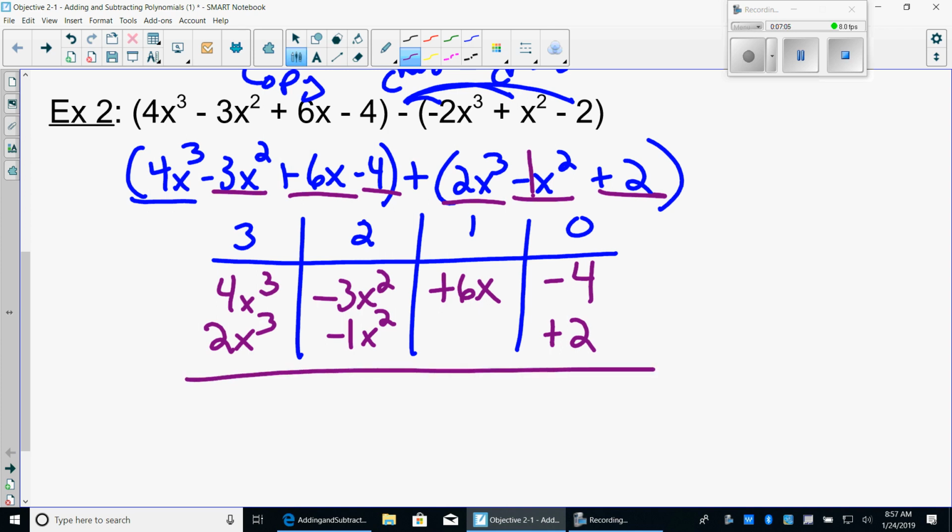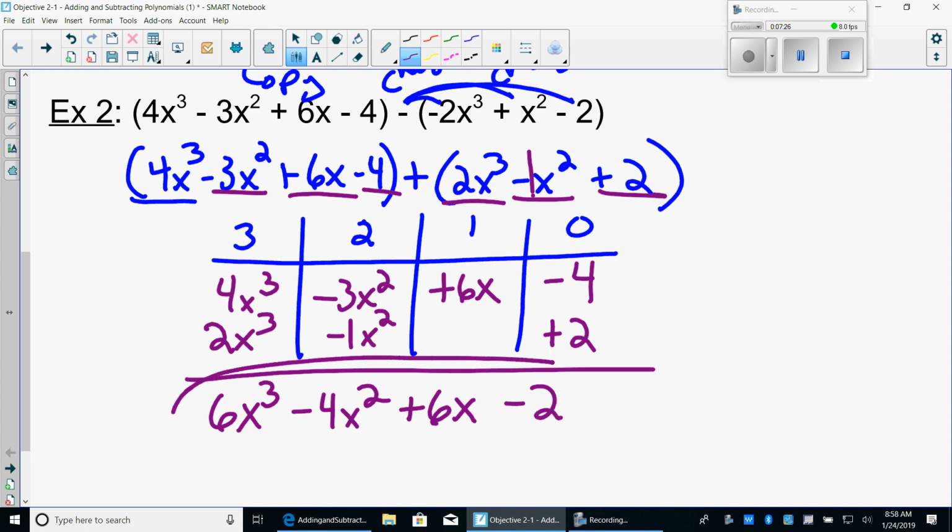And then you're just going to add them. 4x cubed and 2x cubed gives me 6x cubed. Very good. -3x squared and -1x squared gives me -4x squared. What do I do with this guy? You just bring it down. He doesn't match with anything, so you just bring him down. Yep. And then -2. So there would be your final answer.